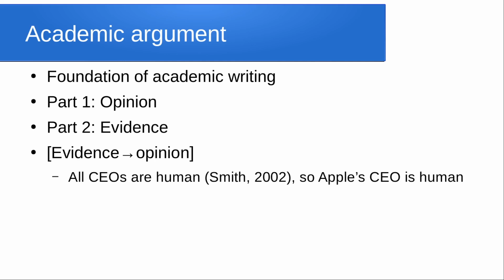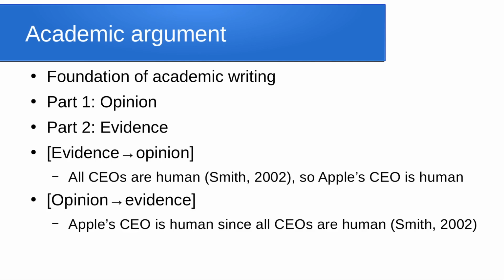If we have the evidence before the opinion, we say, well, all CEOs are human, shown by Smith in 2002, so Apple's CEO is human. Or it can be the other way. Apple's CEO is human since all CEOs are human, Smith in 2002. They say the same thing, it's just the order is different. Both are fine, no problem.